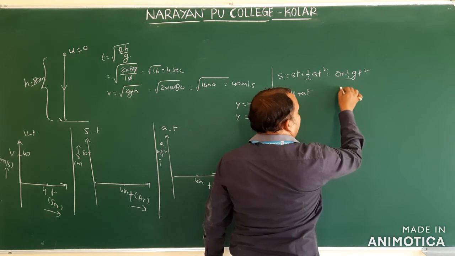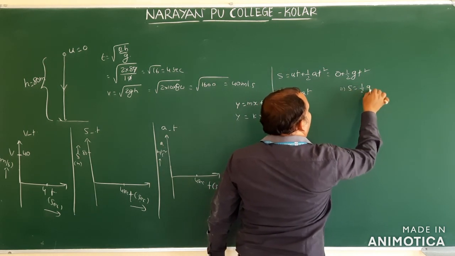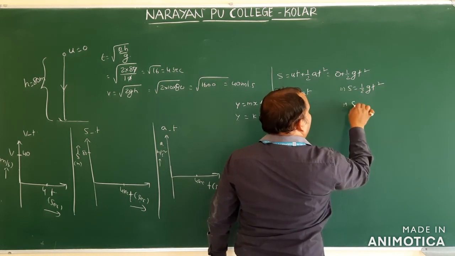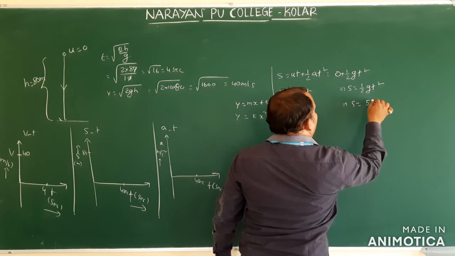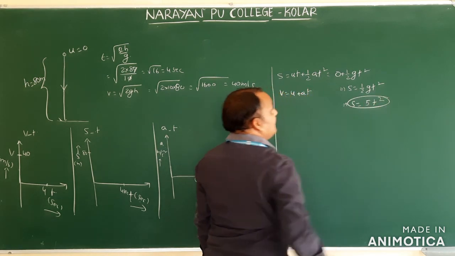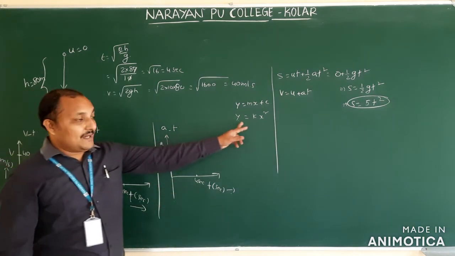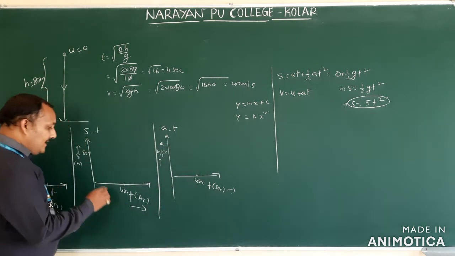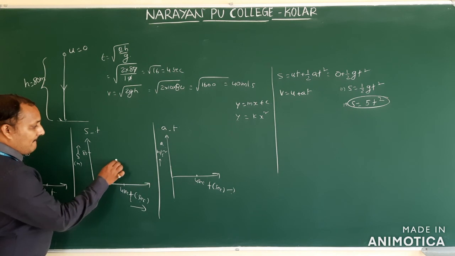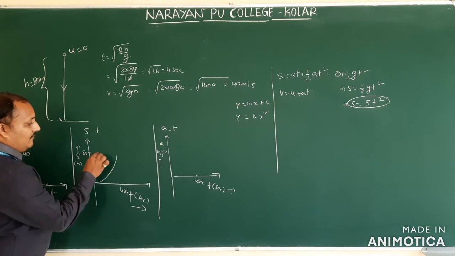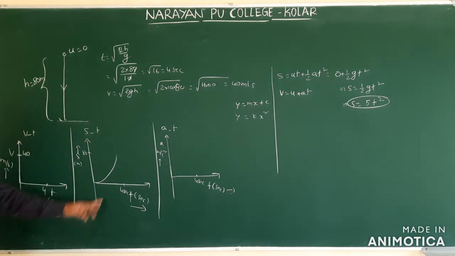How is it coming? S is equal to half gt square. So S is equal to, with g value 10, 10 by 2, that is S is equal to 5t square. The graph indicates a parabola. A parabola means it will be coming like this. So this value should be at 4, and this value should be at 80.